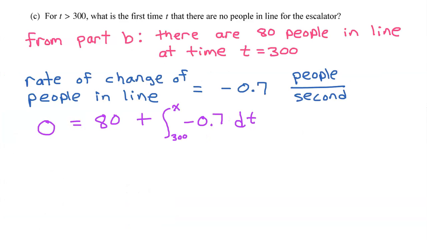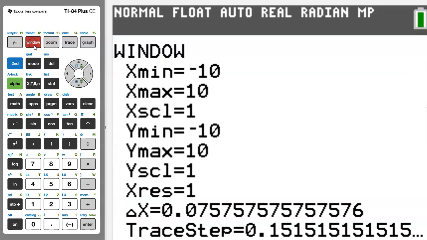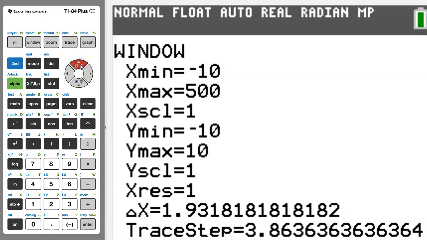Before we hit graph, we should think about the window that we need to view this graph. The x values start at 300. We're talking about values that are greater than 300. So let's click on the window button, and for the x max, this is going to be bigger than 300. So we need to pick a number like 400, 500. Let's just pick 500. We can always adjust this later. For x min, remember, we are staying bigger than 300. So we might as well just type in 300 for x min.